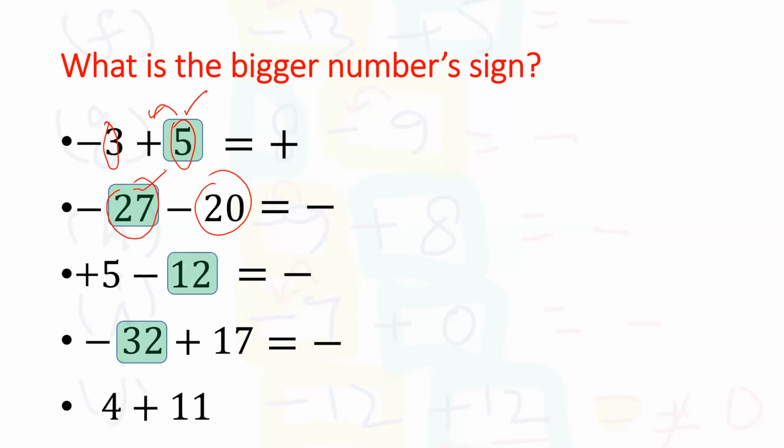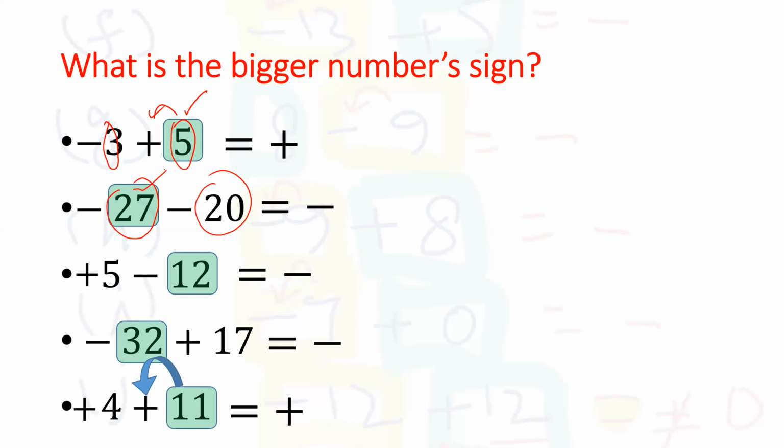Now there are two numbers. 4 has no sign, so we keep 4 as a plus sign. Then we see that 11 and 4 both have a plus sign, but we keep the bigger number's sign. So our answer will be with the plus sign.